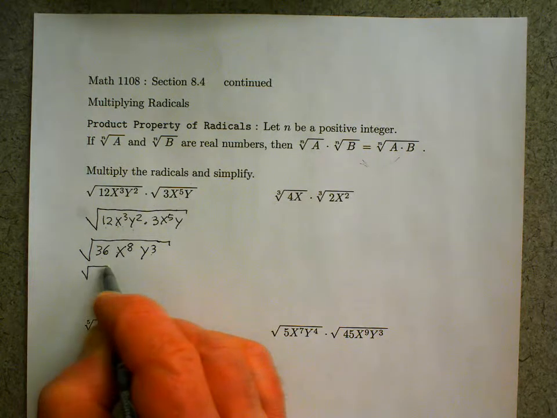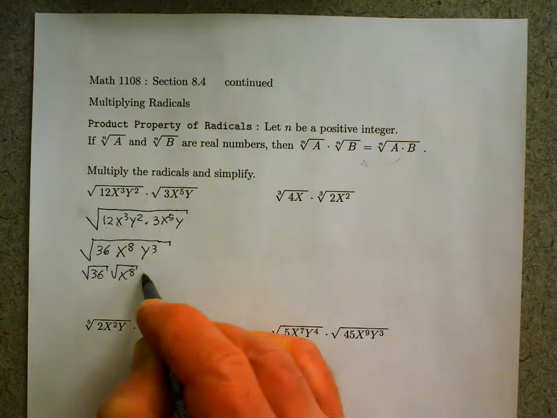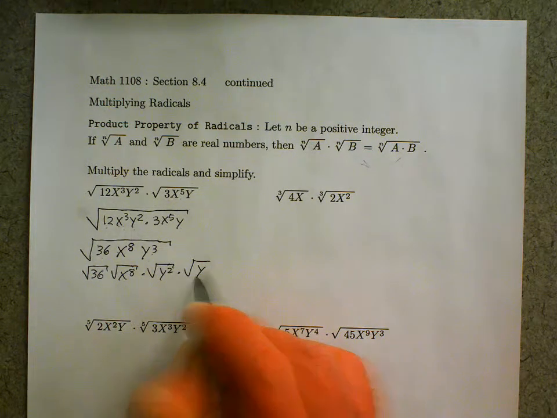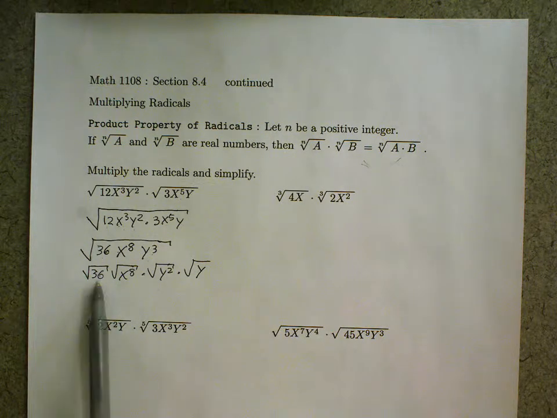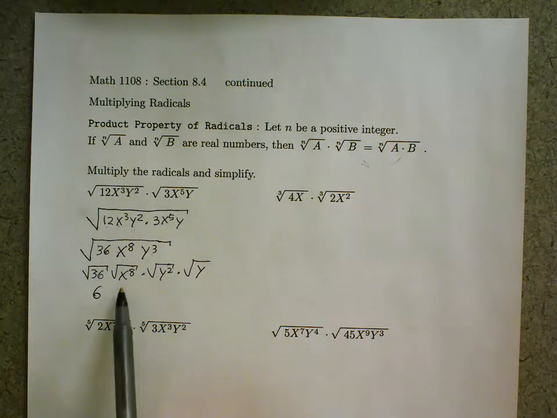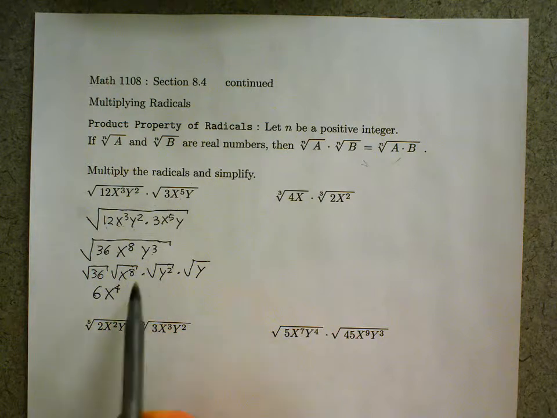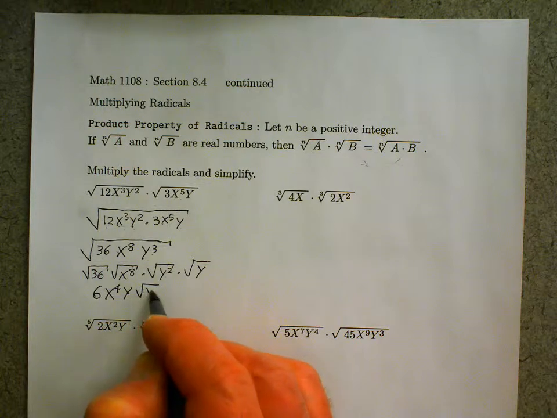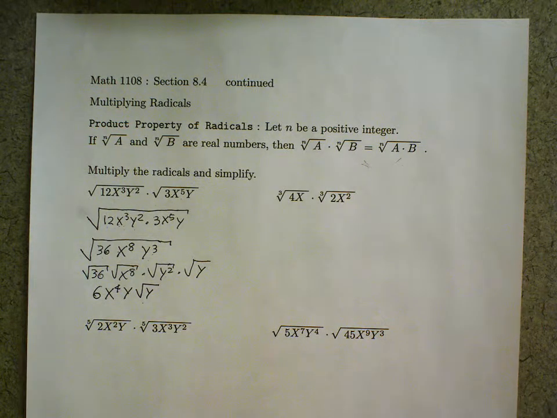We can think of this as the square root of 36 times the square root of x to the eighth times the square root of y to the second times the square root of y. And then simplify the square roots of the perfect squares. The square root of 36 is 6. The square root of x to the eighth is x to the fourth. And the square root of y to the second is y. And then we also include the square root of y as a factor. Okay, that's the simplified result.